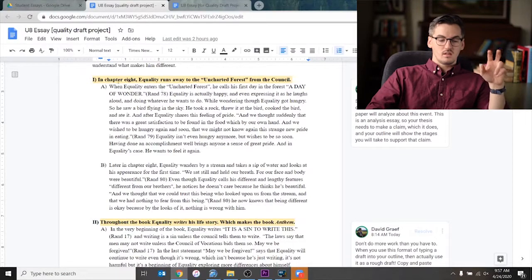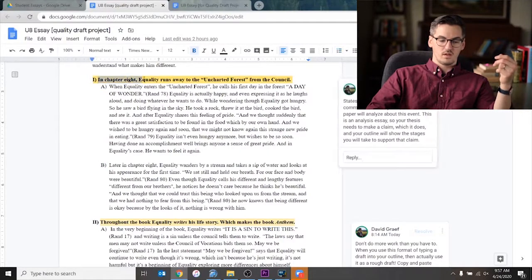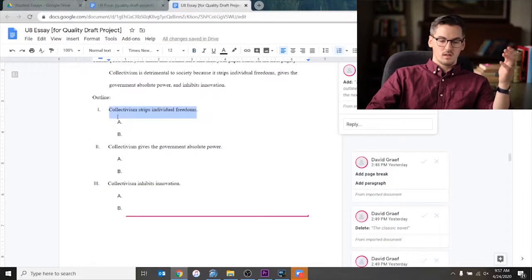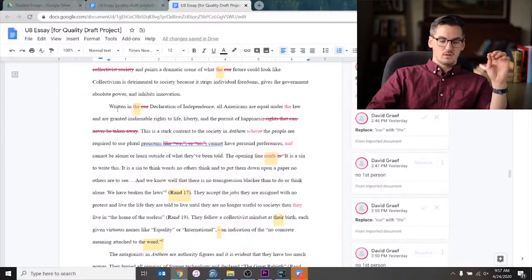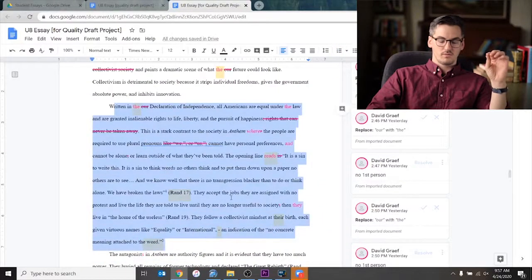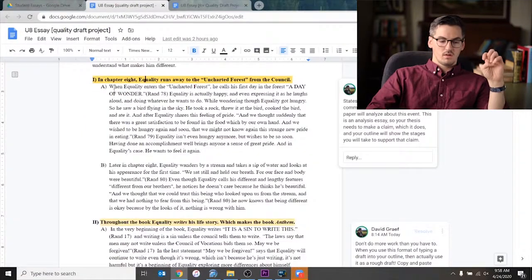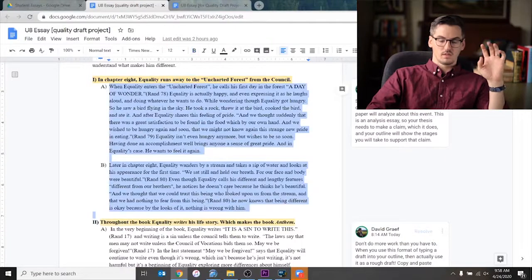And secondly, these subpoints need to be the first sentence in your outline. So you've got a topic here that is your first main point. Let's look at the other one. Collectivism strips individual freedoms. As we're looking at that first paragraph, this whole paragraph is about individual freedoms being lost because of collectivism. And that's great. Usually what you want to do is have two paragraphs for your main point, something like this.